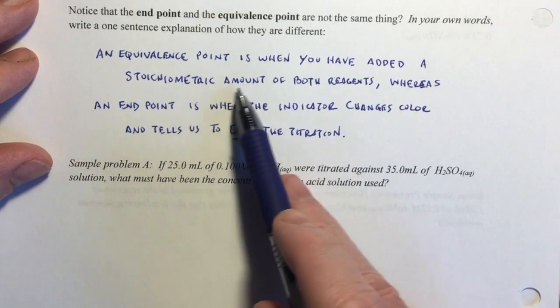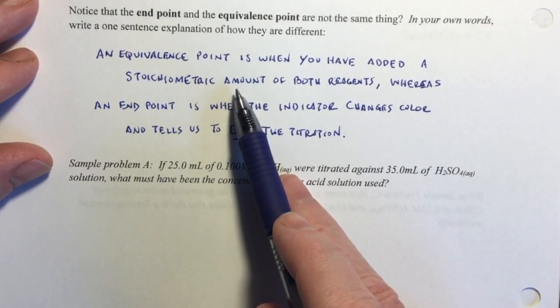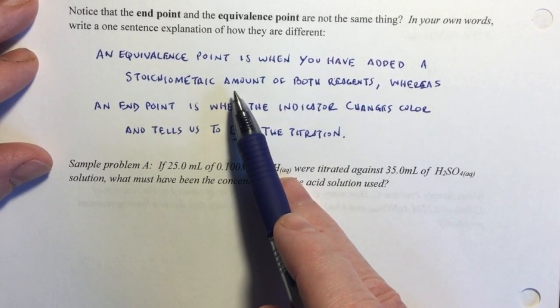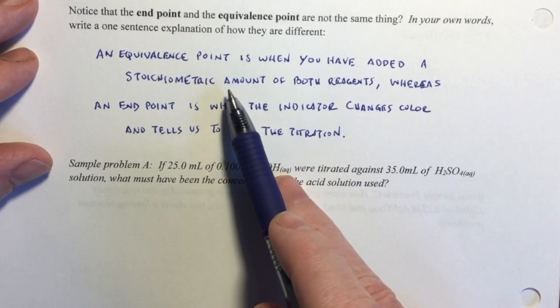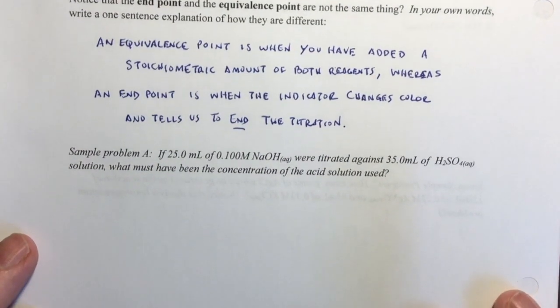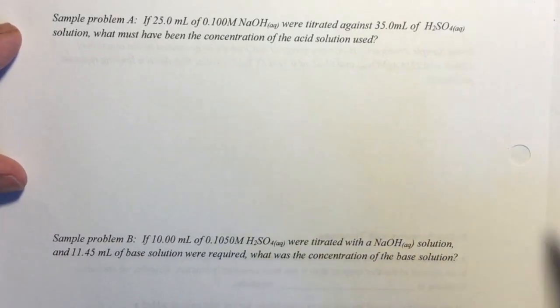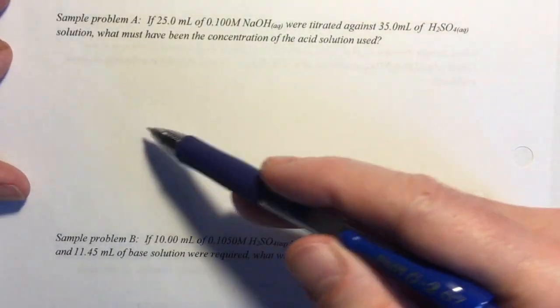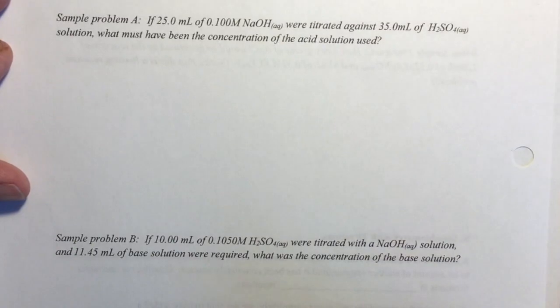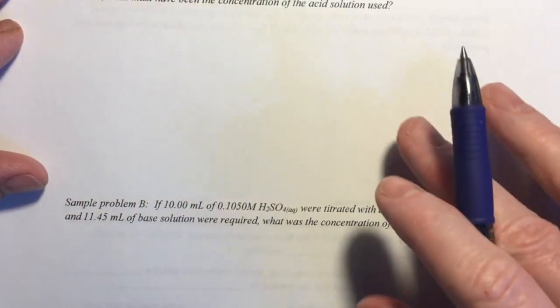And what is a stoichiometric amount? It means that we've added just enough of a second reagent to perfectly react away all of the first reagent and no more. We don't have any excess of either reagent. All right, with that in mind, we've got a couple of titration stoichiometry problems here. So we're going to work through this first one together, and then the second one I'll ask you to do by pausing the video. So let's go ahead and work through this first one.